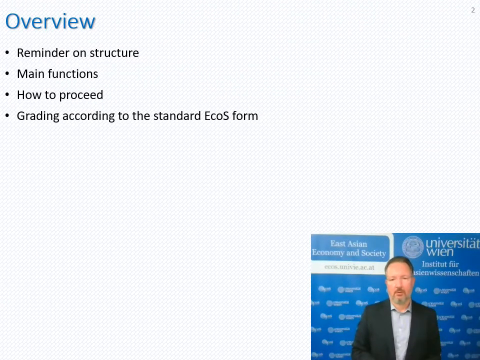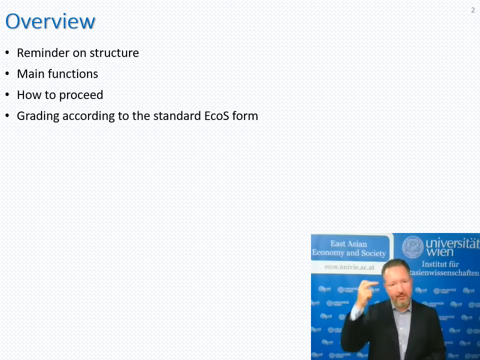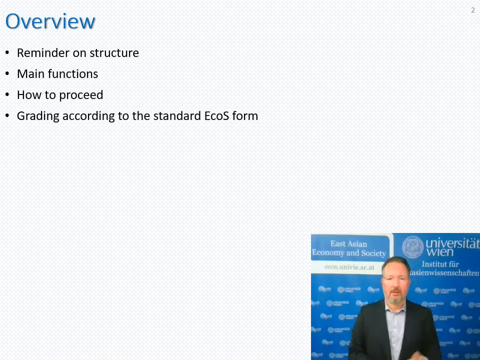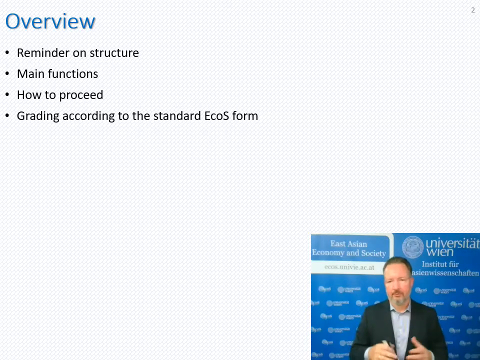As usual, I will start with a reminder on where we are in the overall structure of the term paper or master's thesis, and then move on to the main functions of the analytical part. What is it that you are supposed to accomplish there? A few hints on how to do that, and then I will conclude by showing you how many points you will receive for this part out of those 72 points that you will receive overall for your whole thesis or term paper.